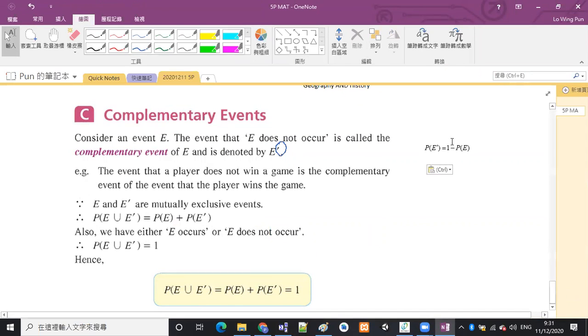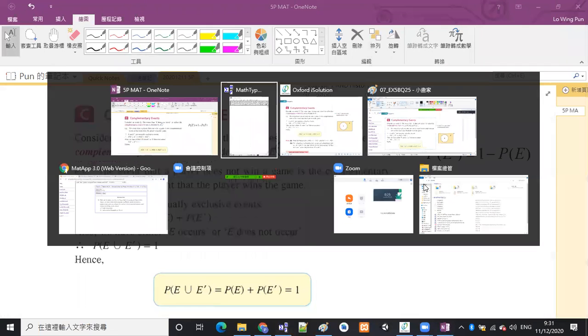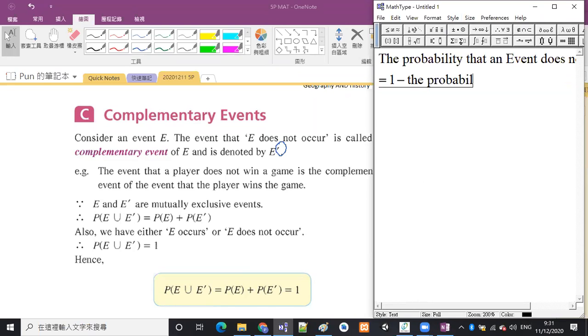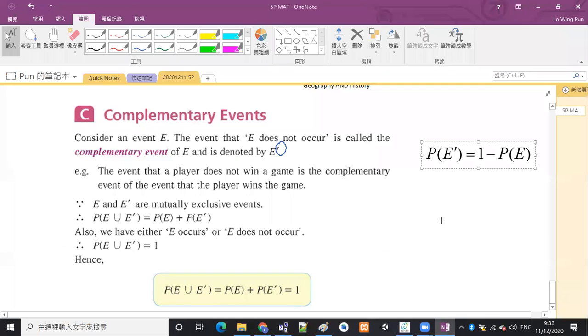Okay, this one. 呢一個即係 the probability that an event does not occur is equal to 1 minus the probability that the event will occur. Like this.